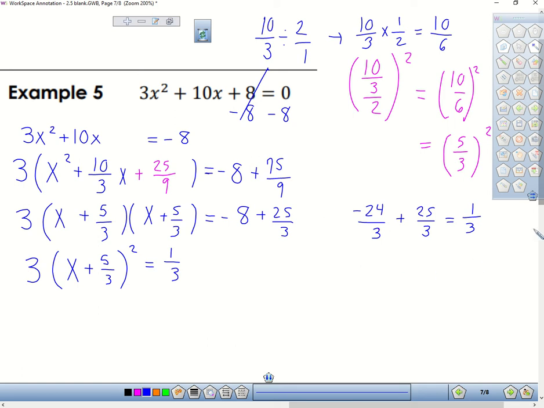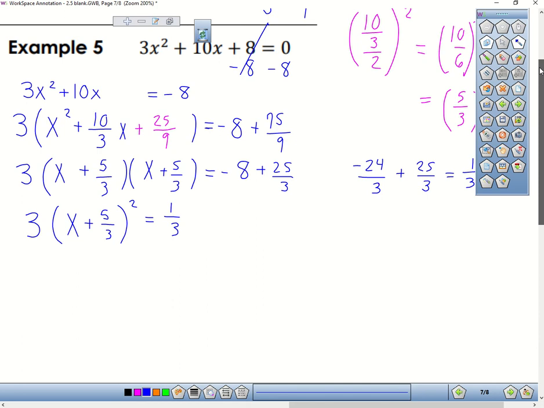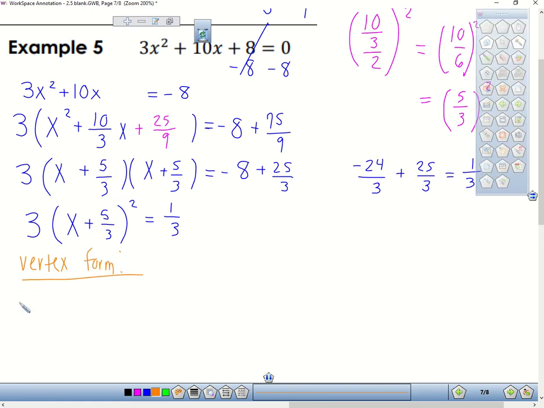So now from here, we're at the critical point, right? This is where we can find vertex form and we can find our solutions. So vertex form is always y equals 3 times x plus 5/3 squared minus 1/3. So we just subtract or add that number to the other side.